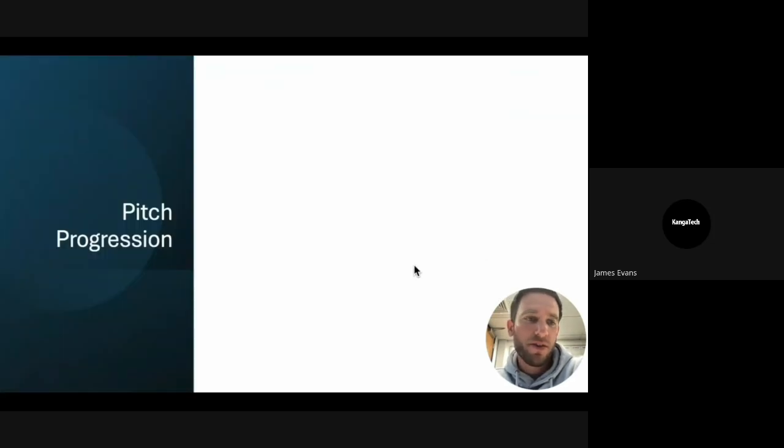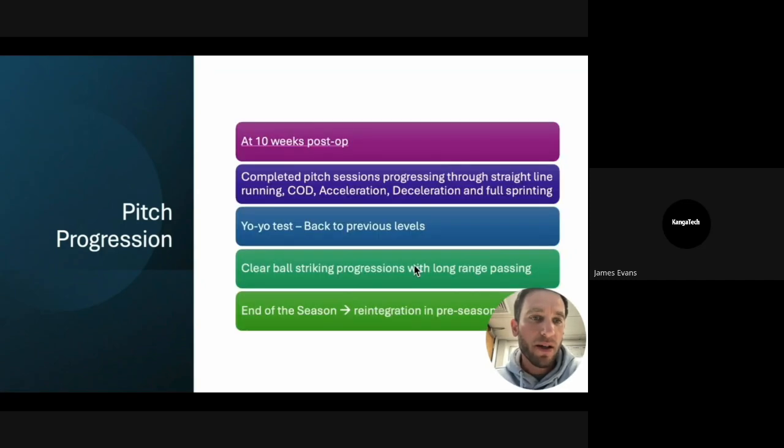So then that takes us to the pitch progression towards the end of his rehab. So we were at 10 weeks post-op. He completed the pitch sessions. He progressed through straight out running. He's changed direction, acceleration, deceleration, and he was able to complete full sprinting. And these were all pain-free. We completed the yo-yo test, and he was back to his previous levels that he had earlier on in the season.